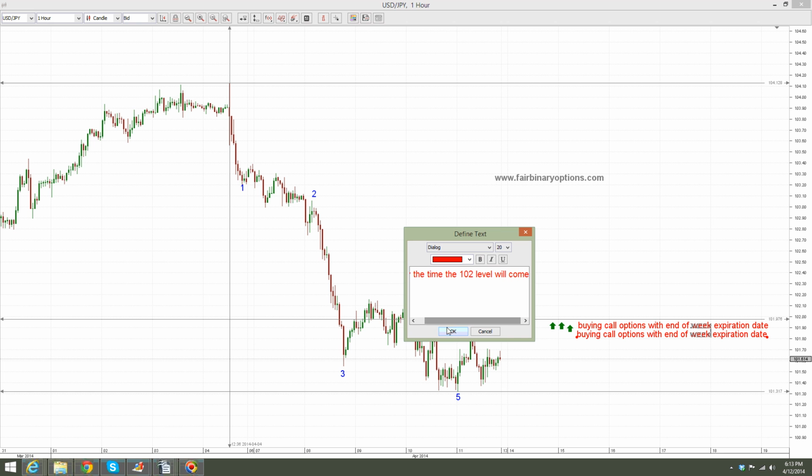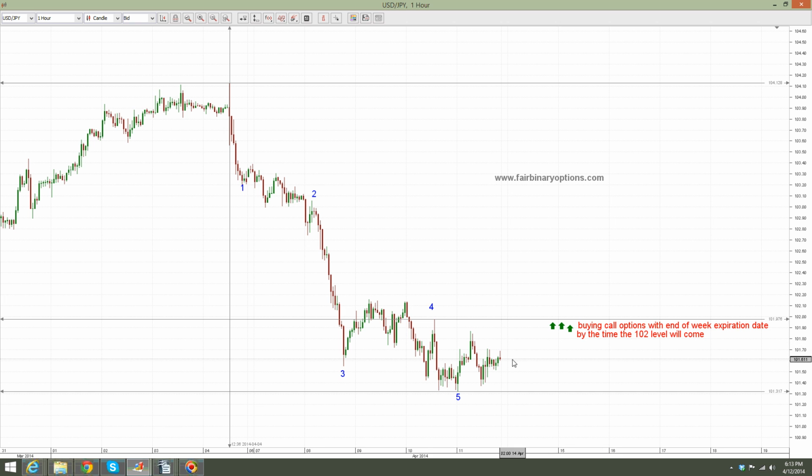Now, what is happening if the 102, let's say that this is a triangle, so it goes A, B, C, D, E. So let's say that this is a triangle that is breaking lower, and then that would be Monday, Tuesday, and on Wednesday price goes like this. Well, if price goes like this on Wednesday, no worries, you will still buy them, the call options with end of week expiration date. Even on Thursday, if this is happening on Thursday, we'll buy them end of week expiration date on Friday. Well, this is the plan on a simple impulsive move.